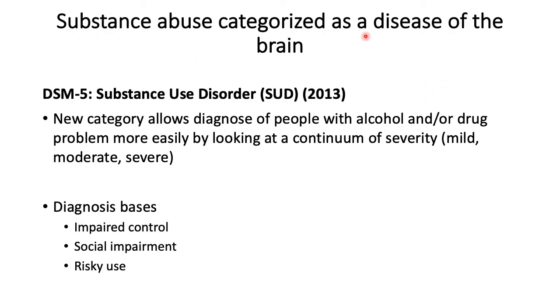Substance abuse is now categorized as a disease of the brain, and basically this can be found in the psychiatric books as to how to diagnose somebody with substance use disorder. And so this new category allows the diagnosis of people with alcohol and or drug problems, and it can be looked at in a continuum of severity. So for example, is a person mildly affected? Are they moderately or severely affected?